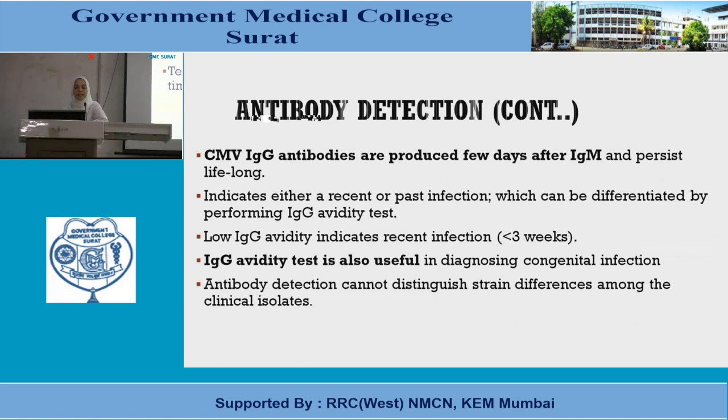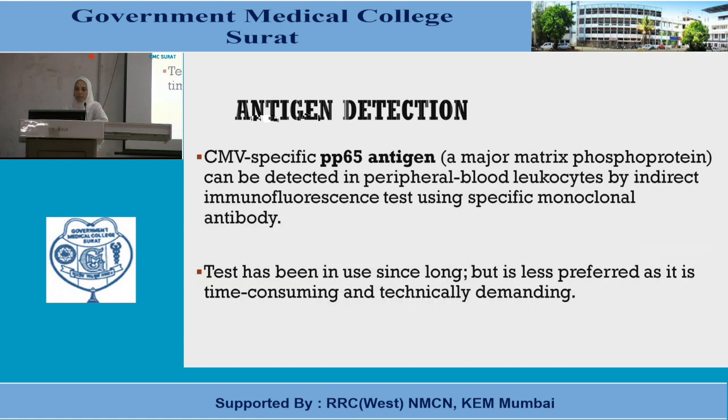Coming to the antigen detection, CMV specific PP65 antigen, which is a major matrix phosphoprotein, can be detected in peripheral blood leukocytes by indirect immunofluorescence using specific monoclonal antibody, but it is done in good reference labs. This test has been in use since long but is less preferred as it is time consuming and technically demanding. So now the world has shifted to molecular diagnosis.